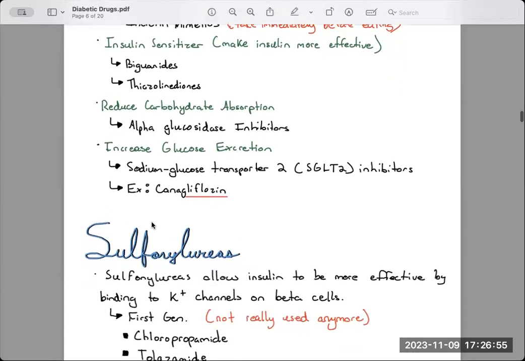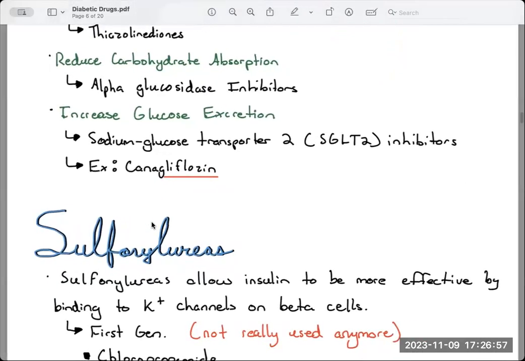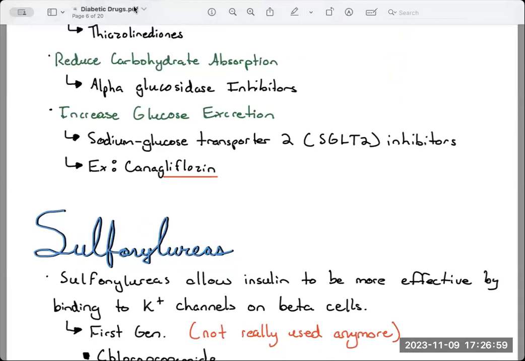We have ones that reduce carbohydrate absorption, and these are called alpha-glucosidase inhibitors. Another way of saying it is acarbose. These essentially reduce the sugar levels by reducing the small intestine's ability to absorb sugars. So that delays the body's ability to take in that sugar, which helps keep the blood sugar lower.